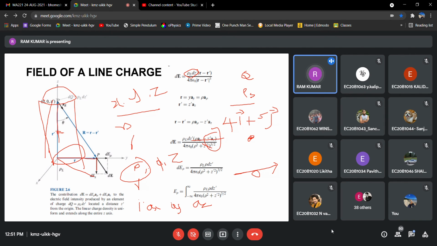When you consider cylindrical coordinates instead of x, y, z, what are the parameters? Rho, phi, and z. How do we represent the unit vectors in the cylindrical coordinate system? Simply with the suffix: a_rho, a_phi, and a_z.